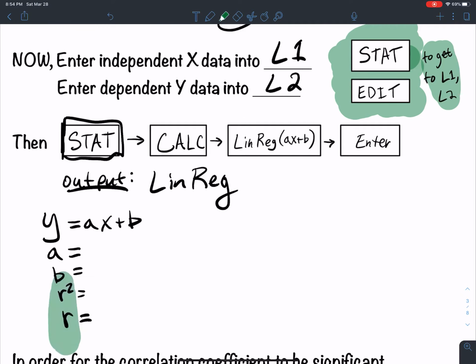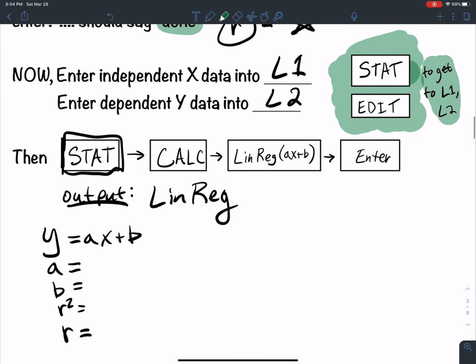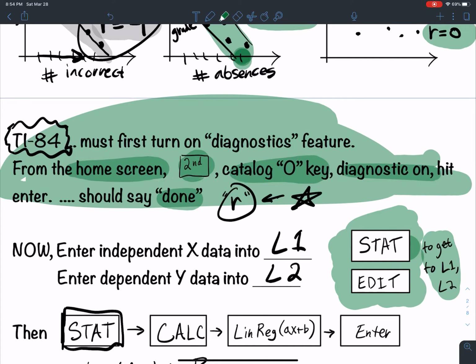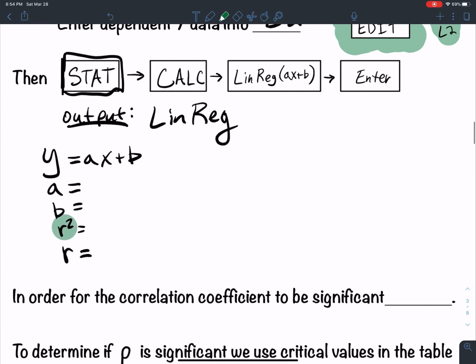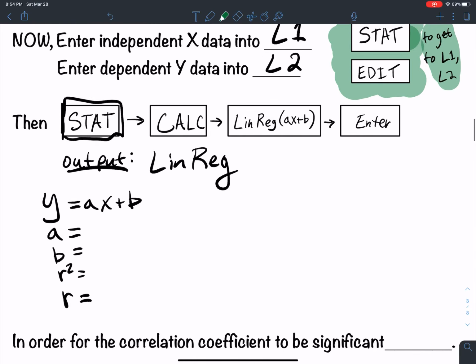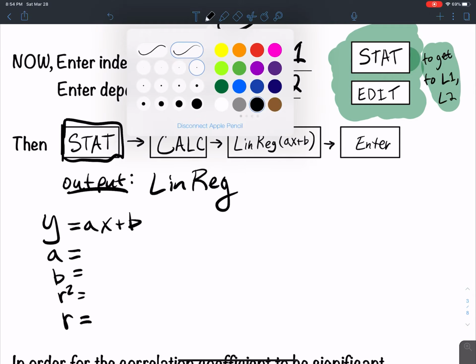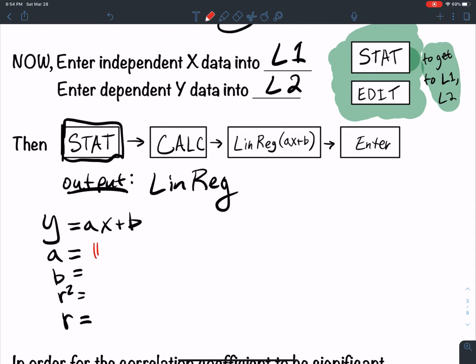Now you're not going to see those last two things unless you run through what I told you to do right here. If you don't do that, then you're not going to see R squared and R. So you've got to do that before you run this. And when you do this, it's going to output your A value. So it's going to give you a number here, a number here, a number here, and a number here. That first number is the slope. The number in front of the variable is your slope, the slope of the line.